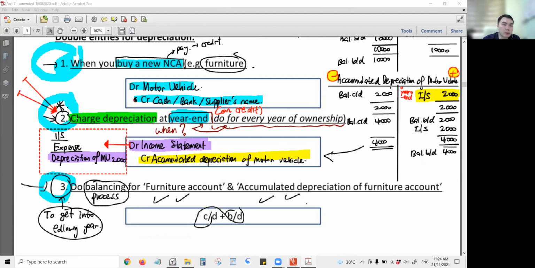You see, I'm doing this second step. Charge depreciation at the year end. I credit the provision for depreciation account, which is this one. Okay, I'm doing this one.